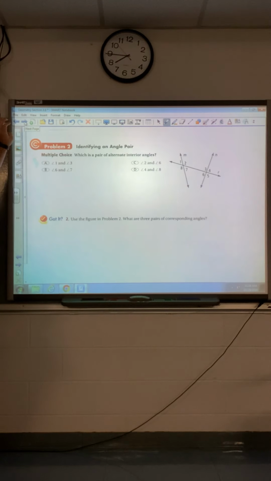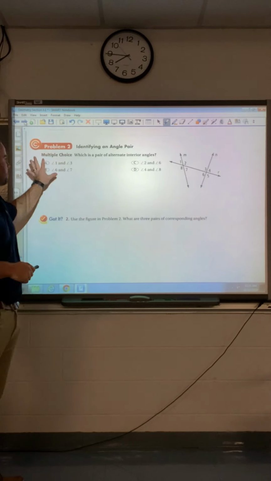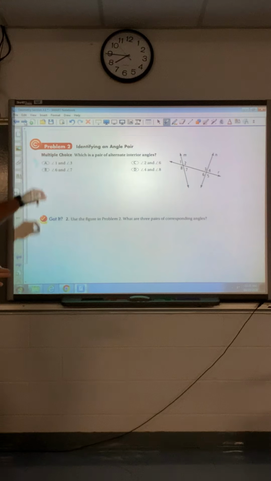All right, just talking about this one. Multiple choice: which is a pair of alternate interior angles? There should be two possible answers here. Don't worry about the difference as much, but what are alternate interior angles?